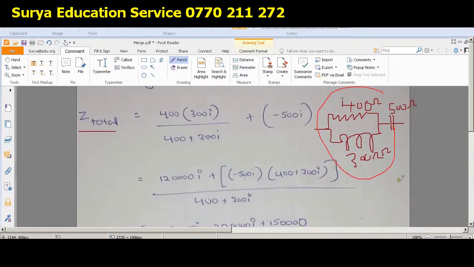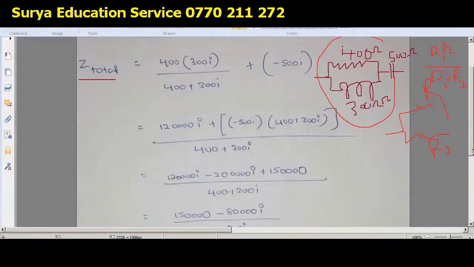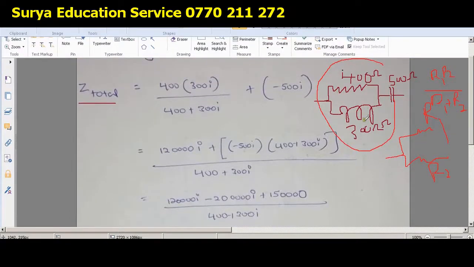So what is the shortcut? Because you know the shortcut, if you have two resistors that are connected in parallel, how to evaluate that? See, this is one parallel branch, this is another parallel branch. So if this is R1 and if this is R2, there's a shortcut, that is R1 R2 divided by R1 plus R2. That is very simple basics. Okay, so now like that you can evaluate that. 400 is for this resistor and 300 j is for the inductor. So this is something like R2, right? This is something like R1. So 400 times 300 j divided by R1 plus R2, 400 plus 300 j.